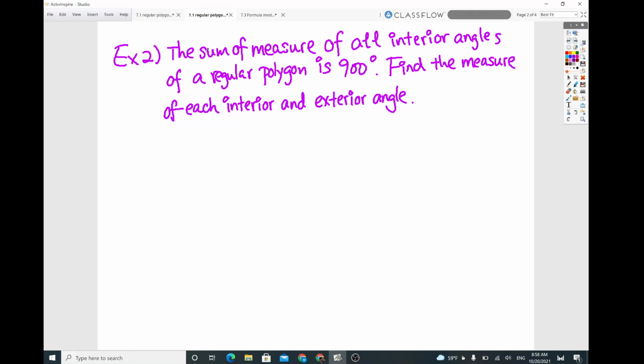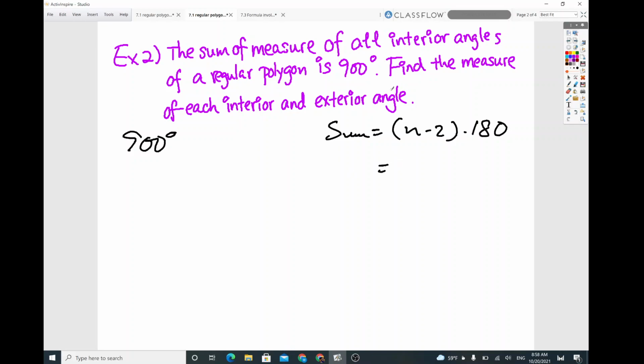Okay, so here's another one. The sum of the measures of all the interior angles of a regular polygon is 900 degrees. Find the measure of each interior and exterior angle. One of the formulas that we talked about in the other sections is the sum of all the measures of the interior angles. It's always n minus 2 times 180, because you want to find the number of triangles inside the polygon.